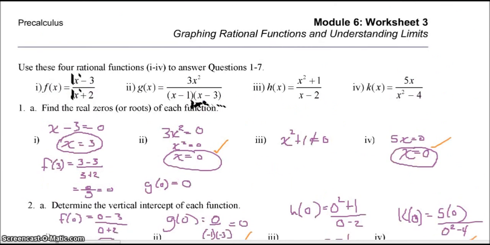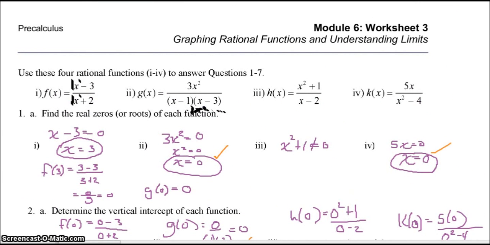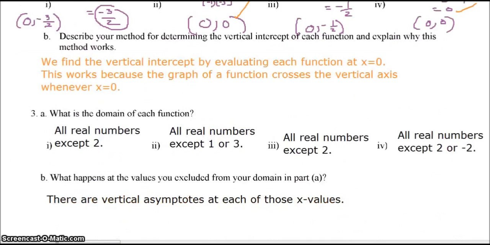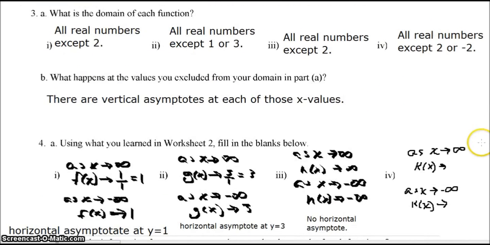So what happens with the last function? We have a linear function on top and a quadratic on bottom. The quadratic will get larger much quicker than the linear function will, so this ratio will approach 0. So as x goes to infinity, k of x goes to 0. As x goes to negative infinity, it will be 0. That means we have a horizontal asymptote at y equals 0.